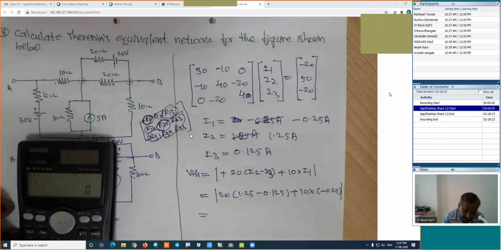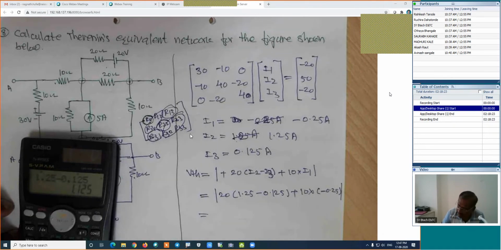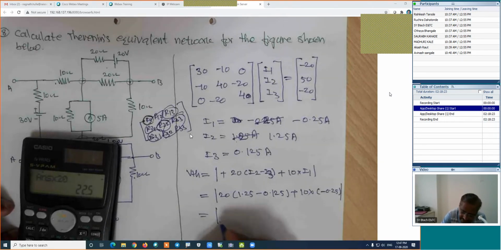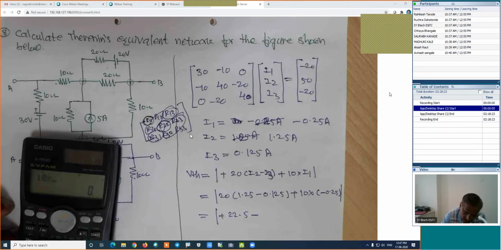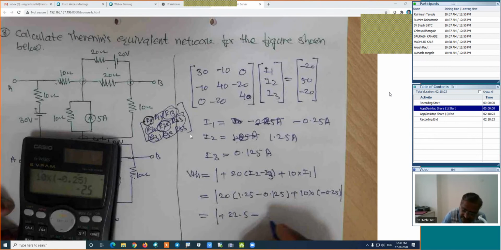This is 1.25 minus 0.125. This value is 1.125 into 20, which will be plus 22.5. This is minus 10 into, sorry, 10 into minus 0.25. This value is minus 2.5.